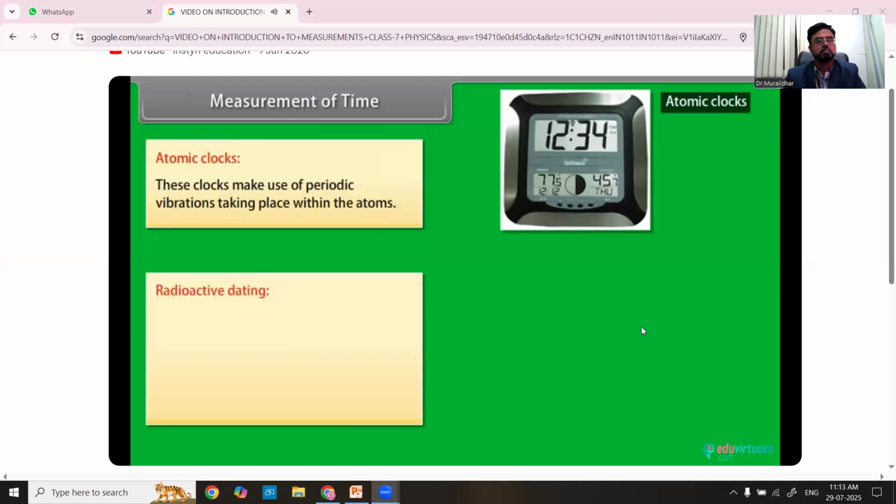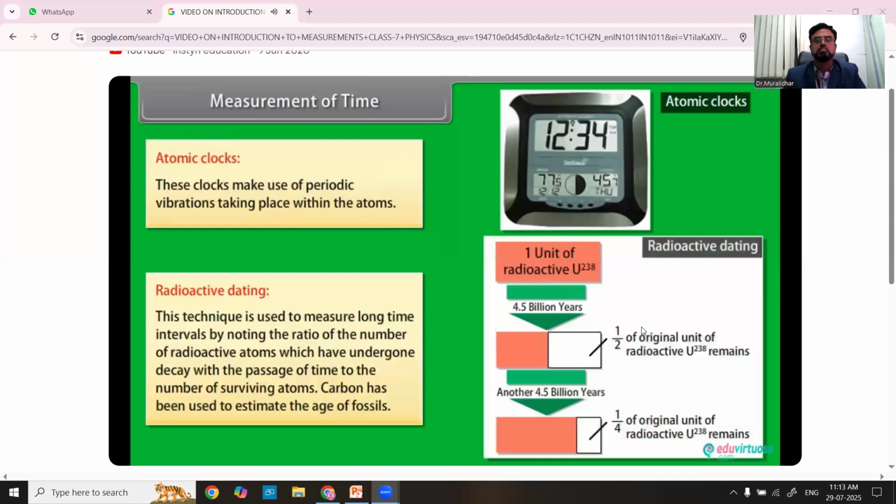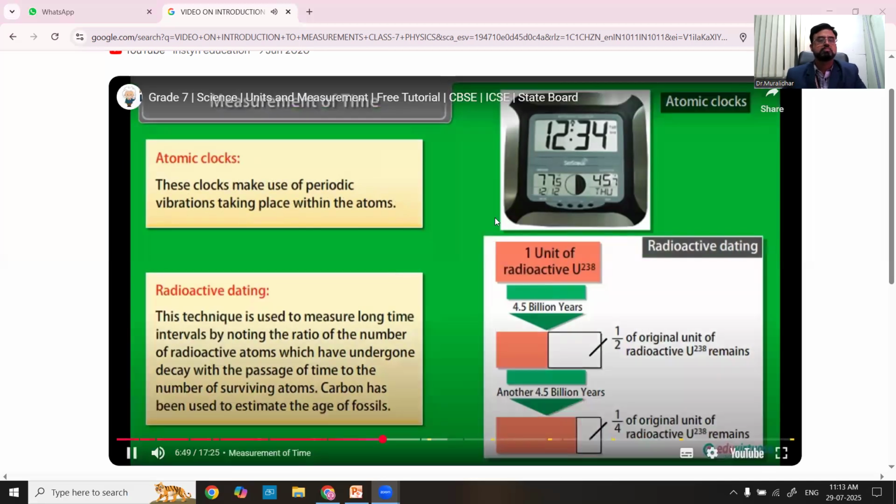Radioactive dating: this technique is used to measure long time intervals by noting the ratio of the number of radioactive atoms which have undergone decay with the passage of time to the number of surviving atoms. Carbon dating has been used to estimate the age of fossils.